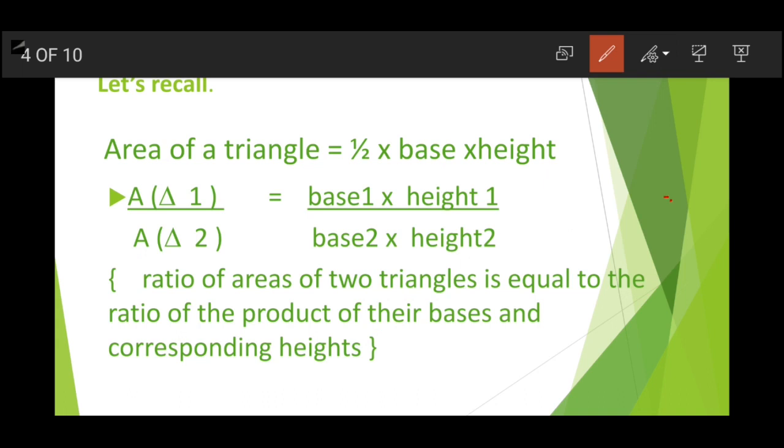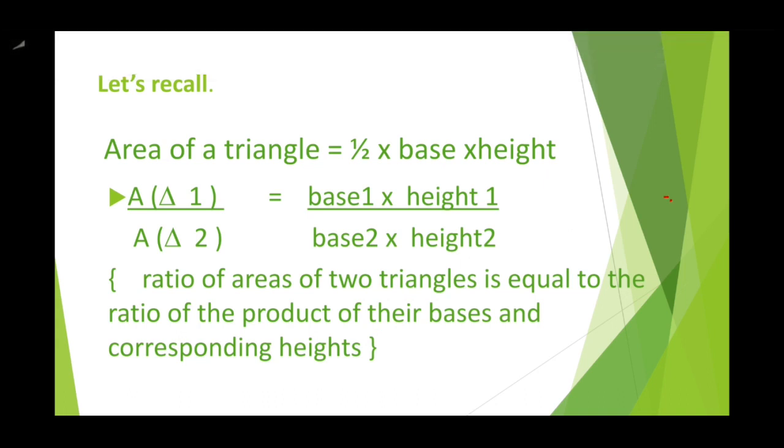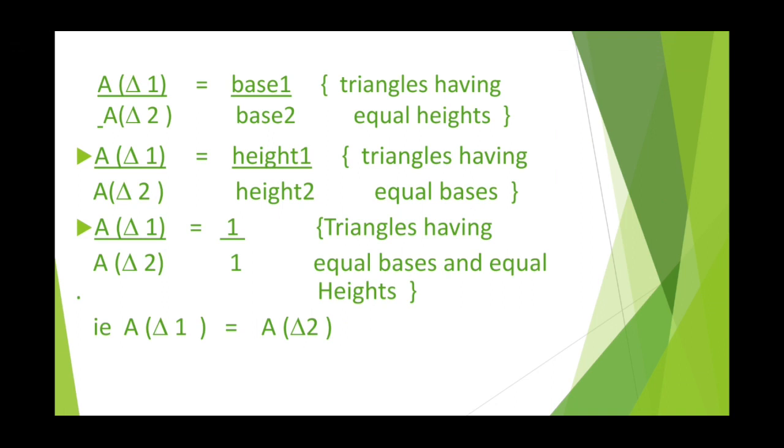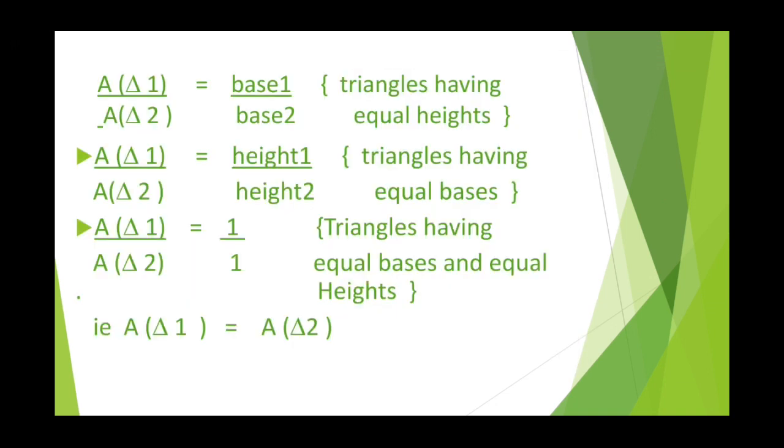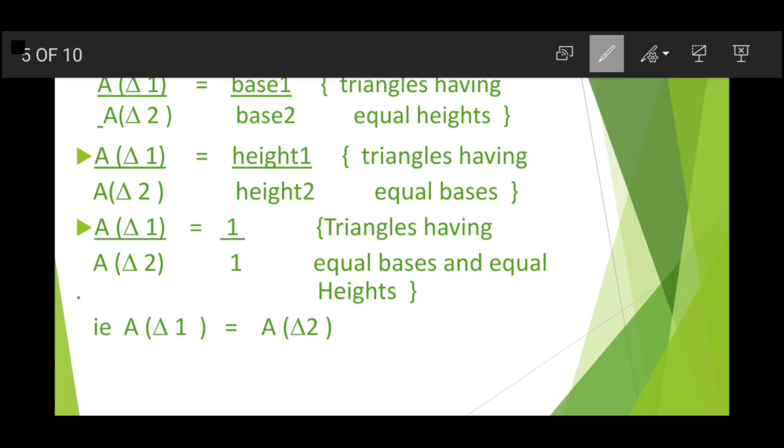Now, the next part. If two triangles are having equal heights, then we have already learned that area of triangle 1 upon area of triangle 2 is equal to base 1 upon base 2. So here you can write the reason whatever I have given, that is, triangles having equal heights.